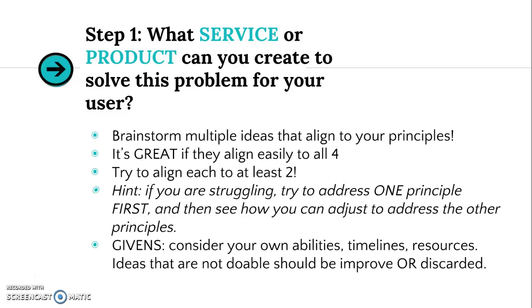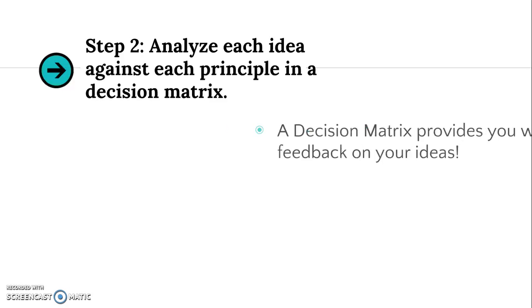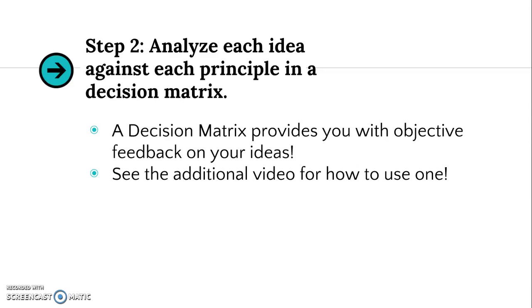But you should only really hang on to ideas for the analyze step, which is next, that fit within those givens. So the second step is to analyze each idea against each principle in a decision matrix. And if you've been in an engineering class, you've probably used a decision matrix. It provides you with objective feedback on your ideas. And there's going to be an additional video specifically on how to do one for Capstone. But it, in theory, gives you an objective viewpoint on how each idea works for the principles that you've identified and should kind of keep that favoritism out of it a little bit.